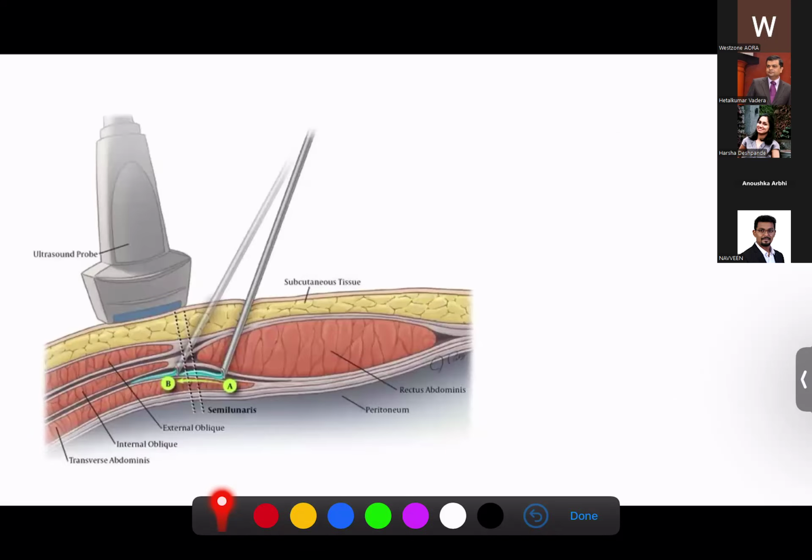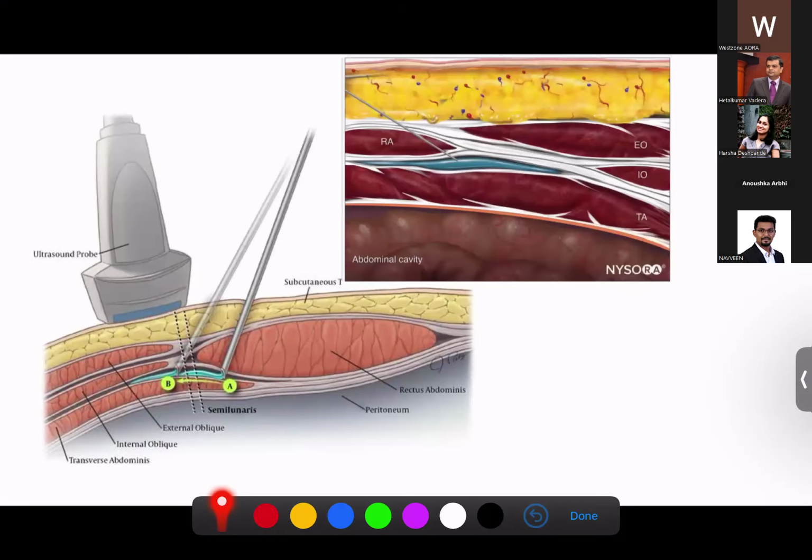In subcostal TAB block, we have to consider that if we are giving the drug at A point, below the rectus abdominis and above the transversus abdominis, the dermatomes of T6 to T8 would be covered. However, if we cross the linea semilunaris and we give the drug more laterally, then we will cover a wider area, that is T9 to T10. Or we can start from A point and go towards the B point.